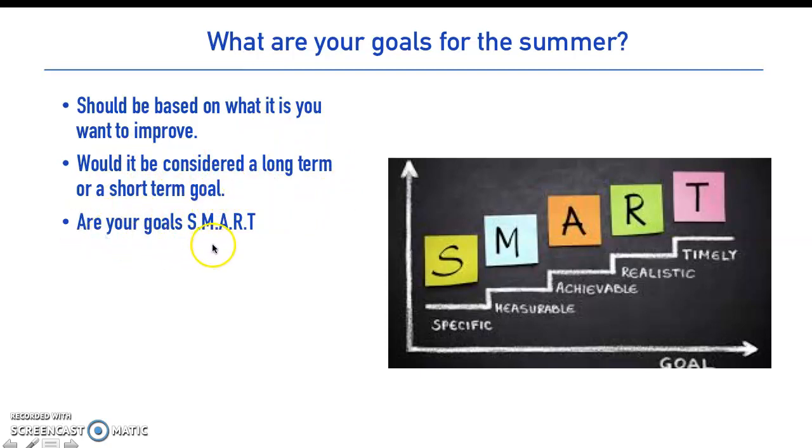Very important, are your goals what we call SMART. Now we look at the picture. Are they specific? Are you able to measure the goal? Are they achievable and realistic? It goes hand in hand. And are they timely? So what time have you given yourself to base your goals on?